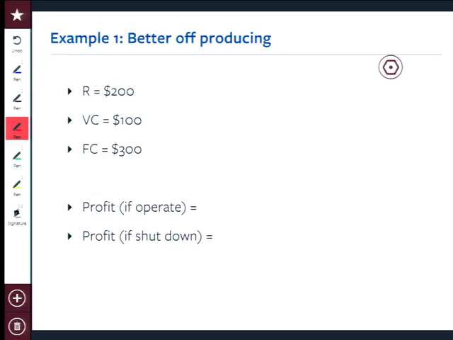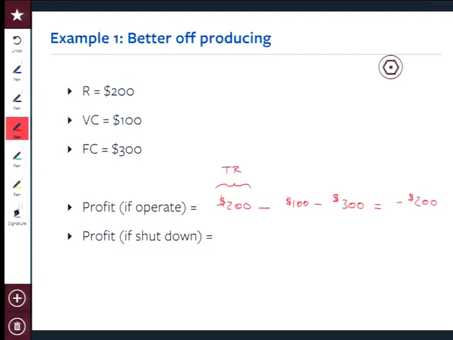So if this firm actually produces, it takes in $200, right? So that's total revenue, minus its variable costs, minus its fixed costs. Right? So I take in $200, I pay $100 in labor costs to produce that output level, plus I'm paying $300 in capital costs, I lose $200. Am I happy? No. Okay?